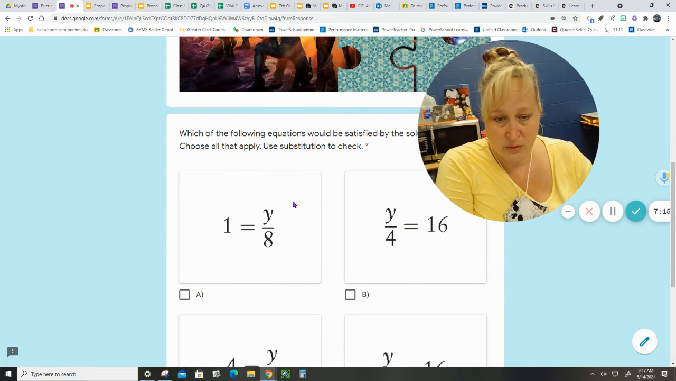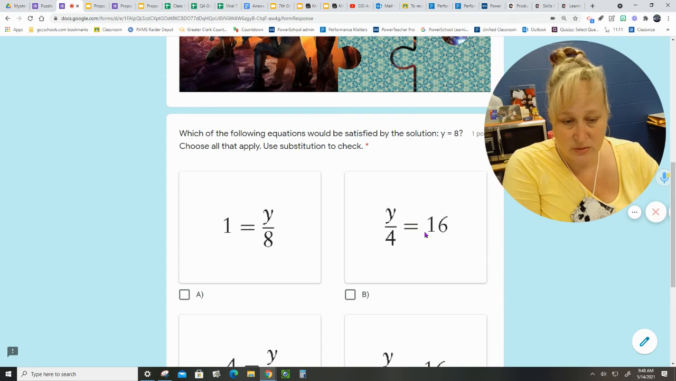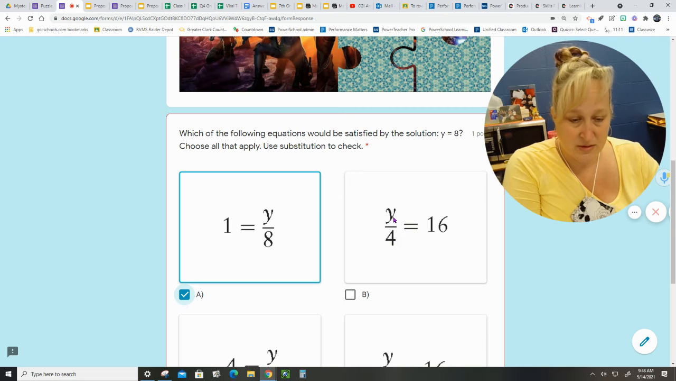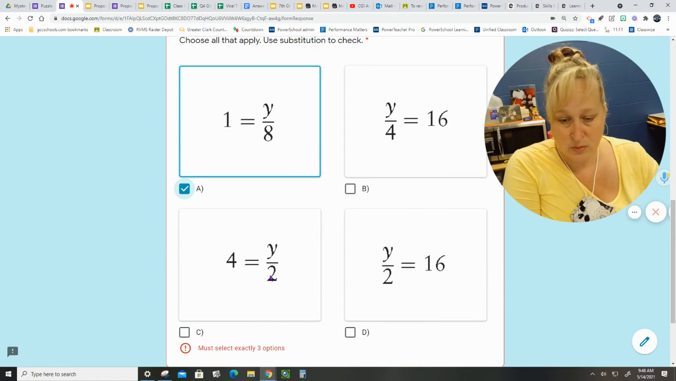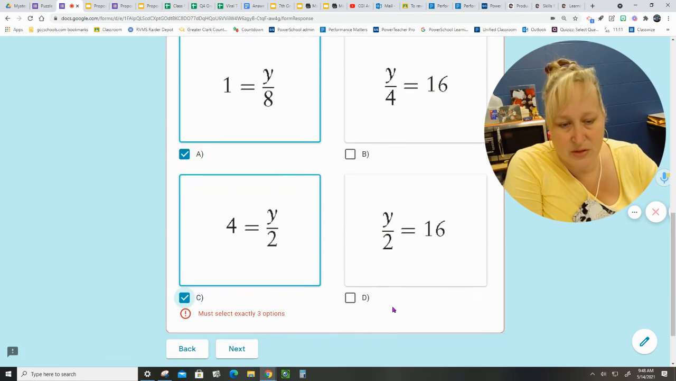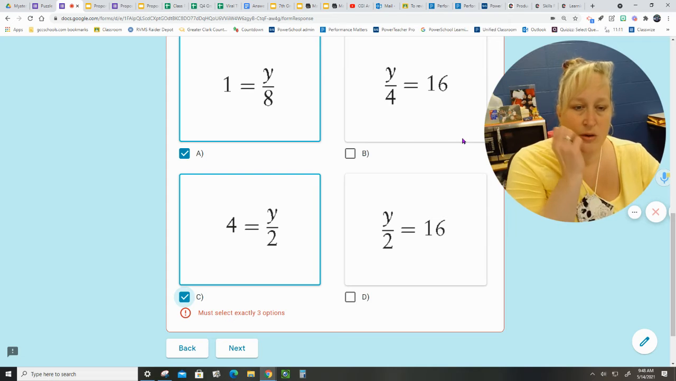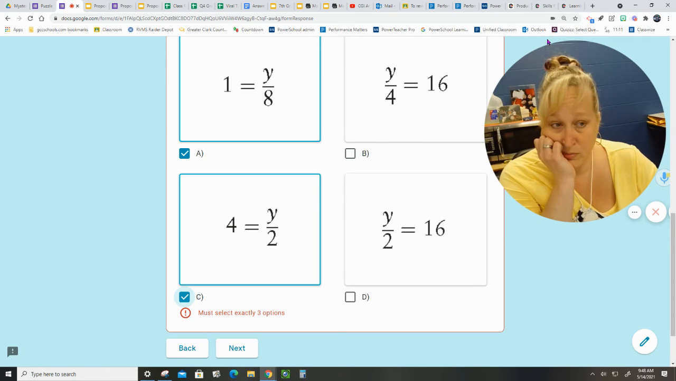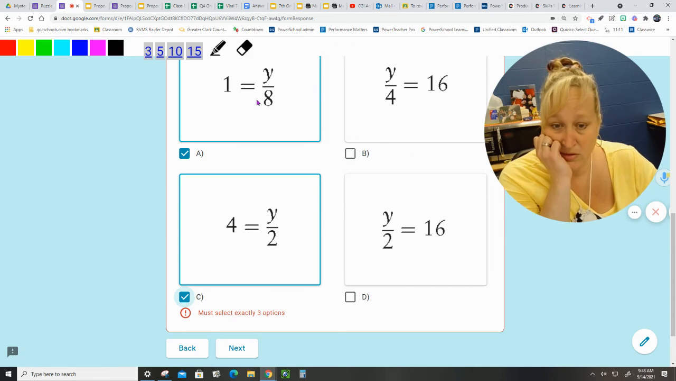Which of the following equations would be satisfied by the solution y equals 8? So this would be multiplied by 8. Yep. This one would be divide or multiply by 4. Nope. 16 times 4. Nope. This one, to move this over, I'm going to multiply by 2. So that wouldn't. But it's telling me that there's 3. So, okay, this is too clear. So let's work them out.